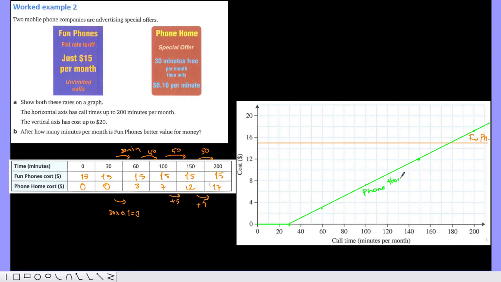Okay, with respect to that, the critical point is approximately 170 minutes. If you are talking less than 170 minutes, Phone Home is cheaper, but after 170 minutes Fun Phones becomes cheaper.